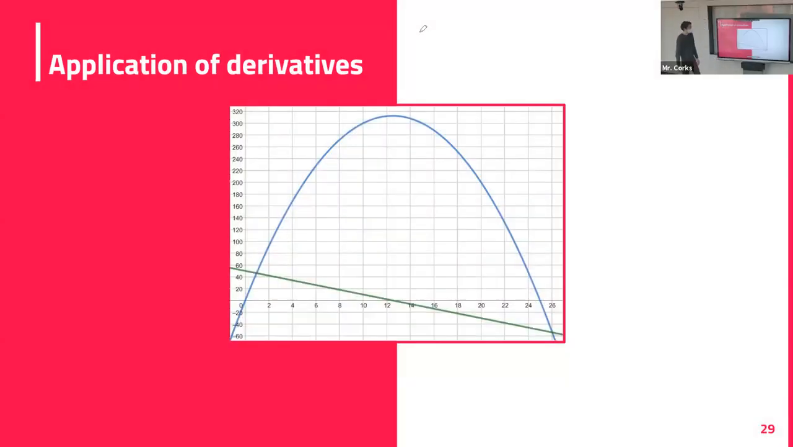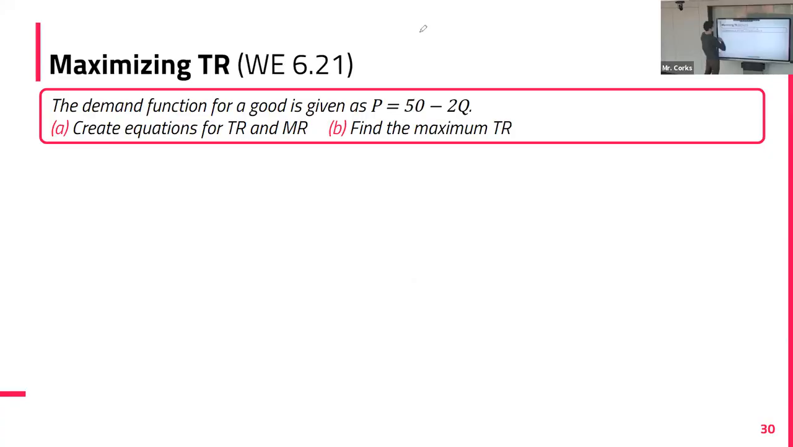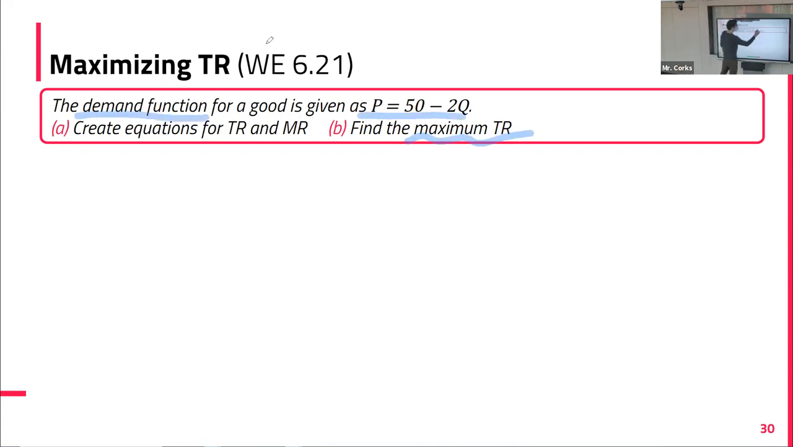So let's finally get to some of our applications here. Let's say we have this scenario and we want to find a maximum total revenue. If we need that, we should find the total revenue function, but we haven't been given that. We've just been given a demand function. So here's a relationship between P and Q.